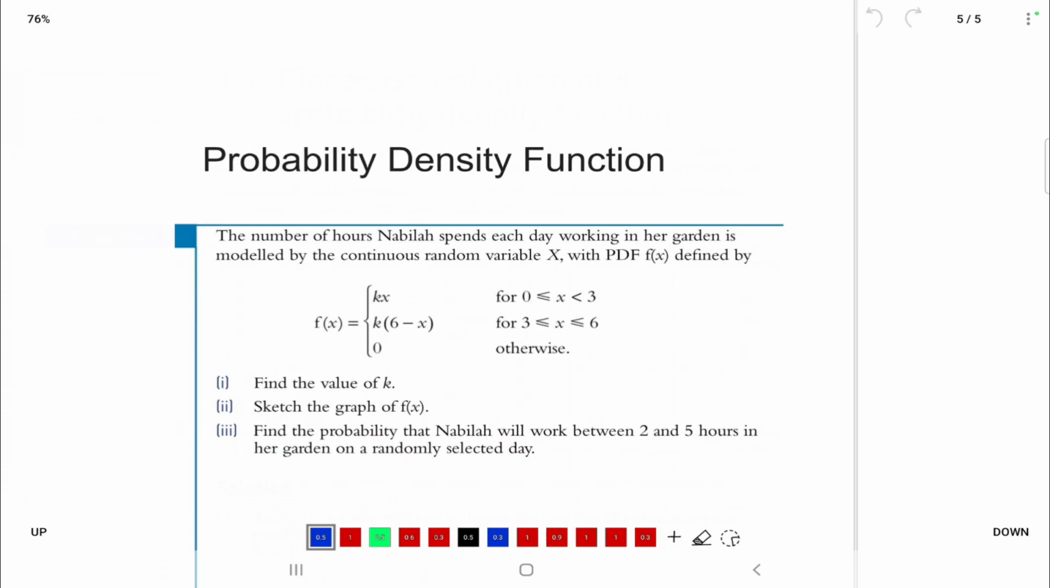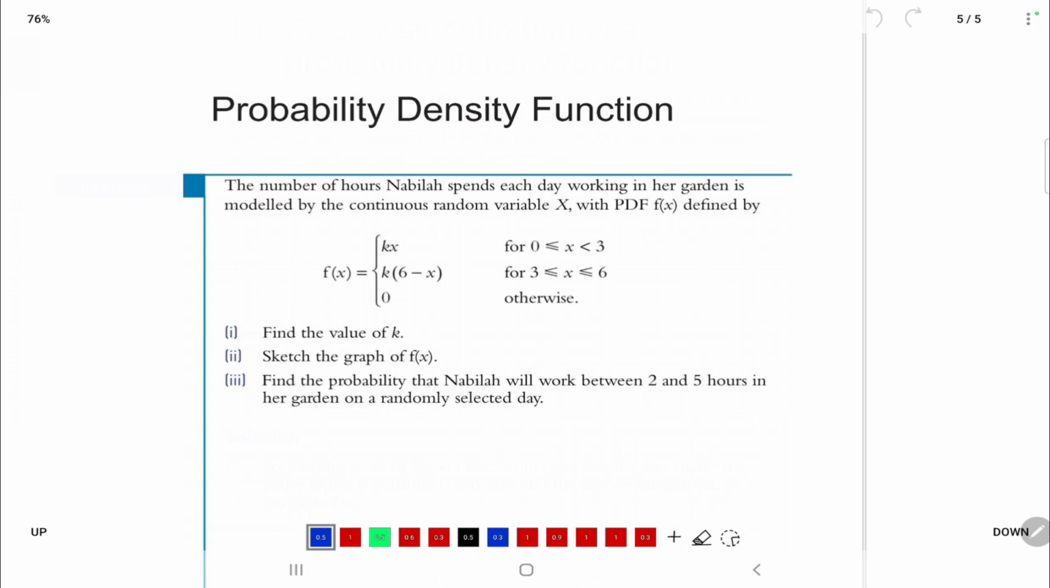The number of hours Nabila spends each day working in her garden is modeled by the continuous random variable x with probability density function f of x. This is f of x defined by the probability distribution function, this one. So we have three requirements.